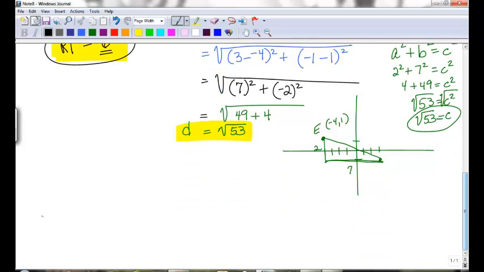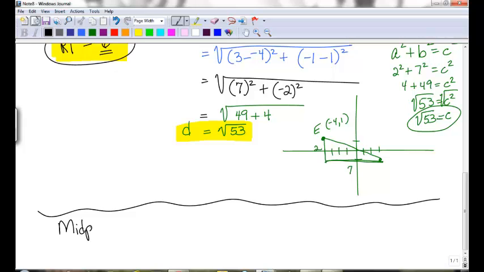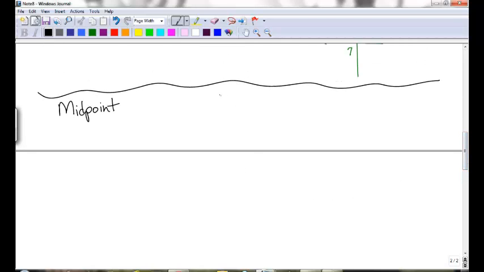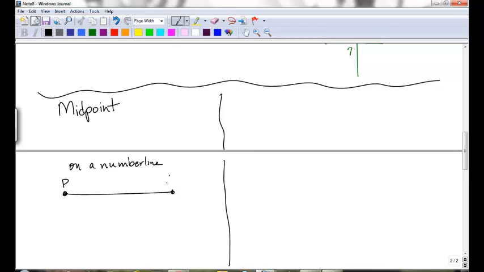We're only going to get through part of this. Okay, the next thing is midpoint. Midpoint means that it's in the middle. So you're going to add them together and divide by 2. So midpoint. Separate it a little bit. Okay, on a number line, say this is point P. This is point Q. The midpoint is the one that's right in the middle. And this would be A and this would be B.